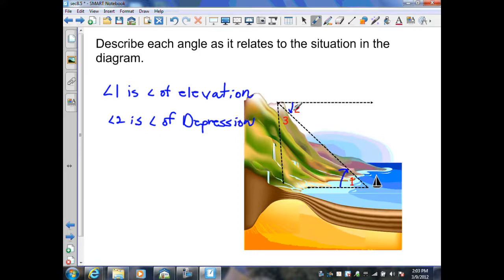Notice in our first two instances that each angle is formed against the horizontal line of sight. Angle 3 is adjacent to the horizontal line of sight, but also against the vertical line. So angle 3 is just another acute angle in a right triangle. This is not used for any reference material to solve problems in our diagram. So angle 3 is neither.